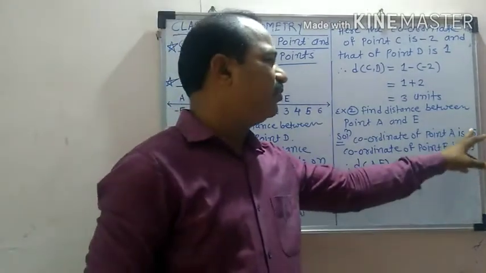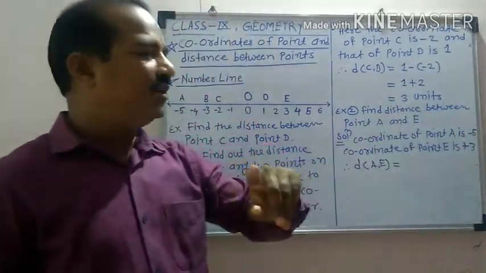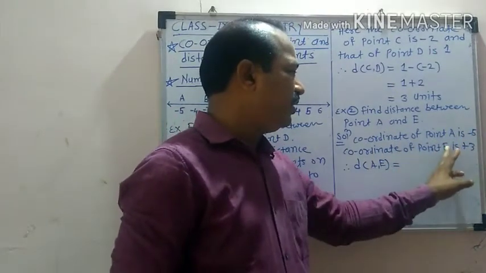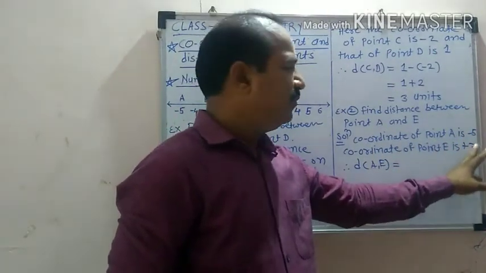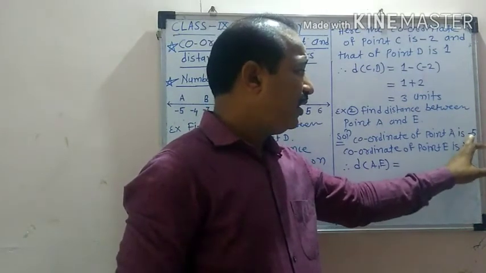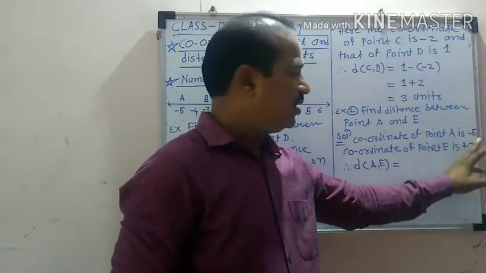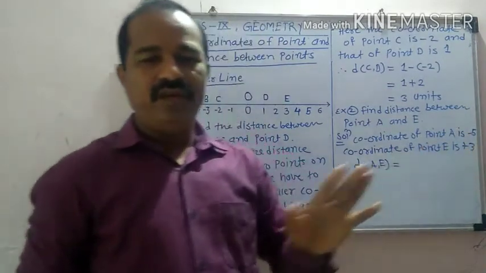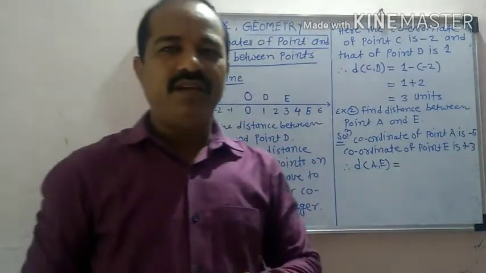is the bigger from the two coordinates? The two coordinates are here. Coordinate of point A is -5. Coordinate of point E is +3. Out of these two, -5 is the smaller and +3 is the bigger. You know very well how to decide the smaller and bigger integer.